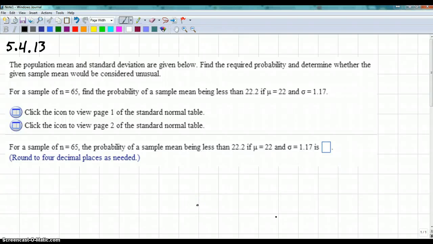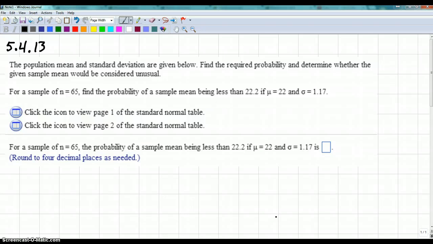All right, this is a problem where we're going to use the central limit theorem in order to solve this. The population mean and standard deviation are given below. Find the required probability and determine whether the given sample mean would be considered unusual. For a sample of n equals 65, find the probability of a sample mean being less than 22.2 if mu equals 22 and sigma, the standard deviation, equals 1.17.